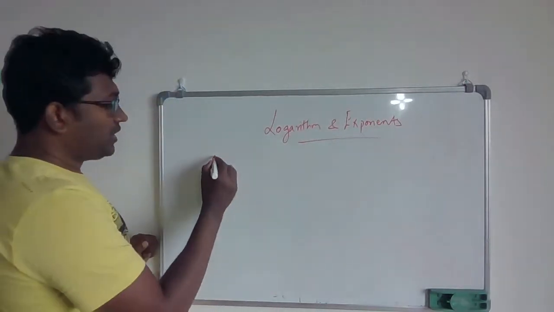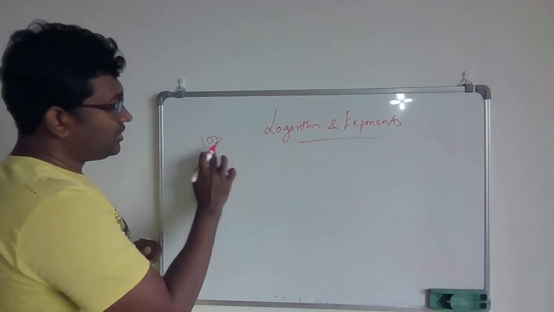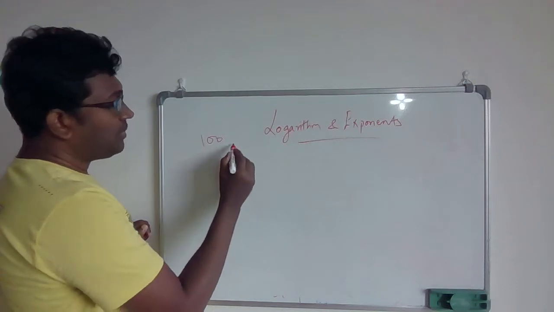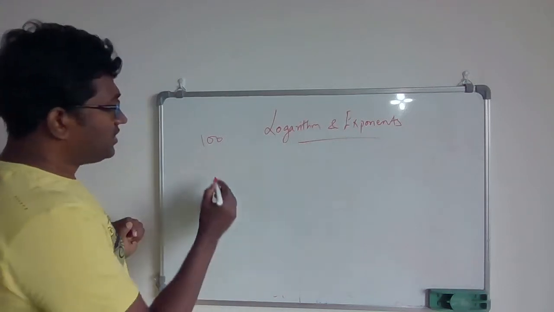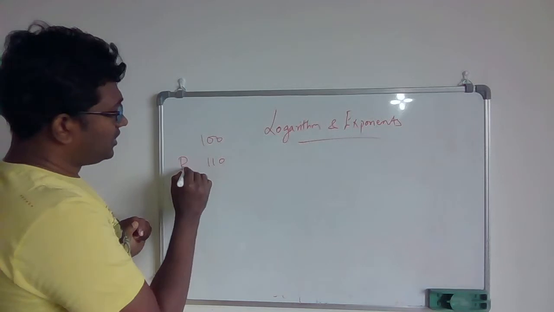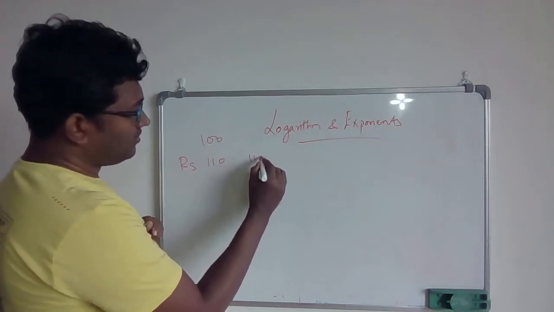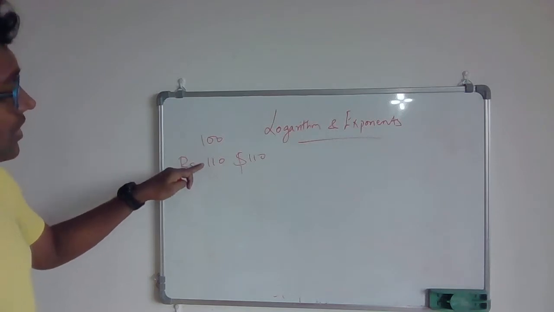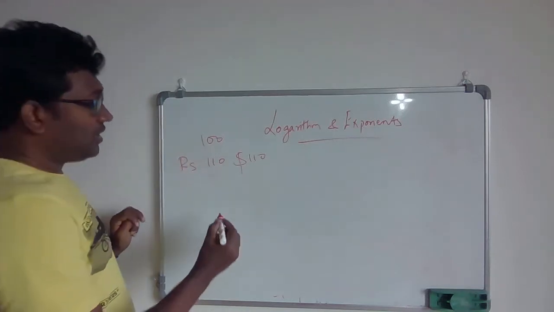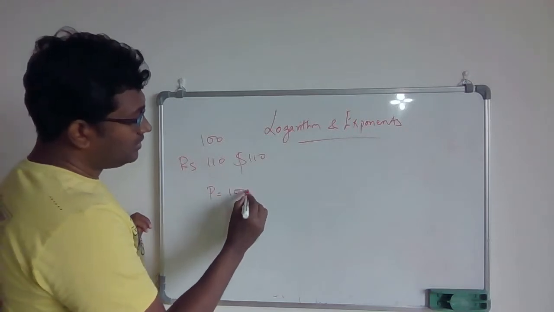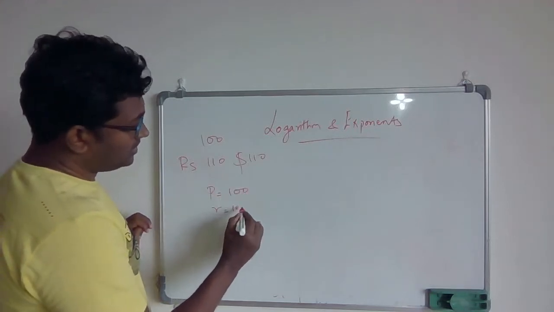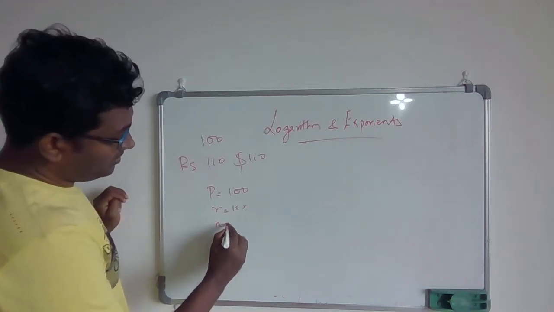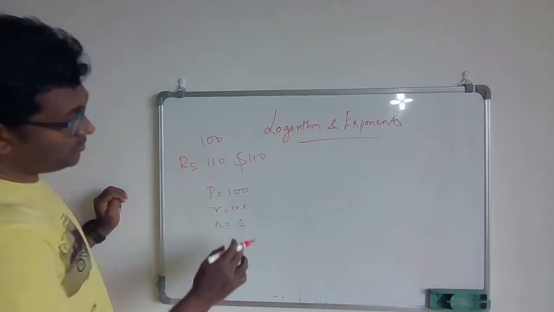So what is the value? Let's say you have 100 rupees or $100 invested. At the end of the year, if the bank gives 10% interest, you will have 110 rupees, or $110, whatever it means. The principal is 100, the rate of interest is 10 percent, and the number of years, the period, is 1.